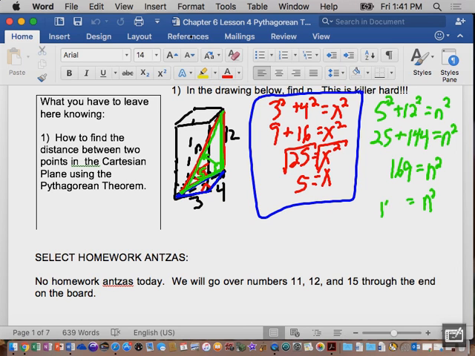N squared is 169. I just rewrote that, I should have square rooted it.